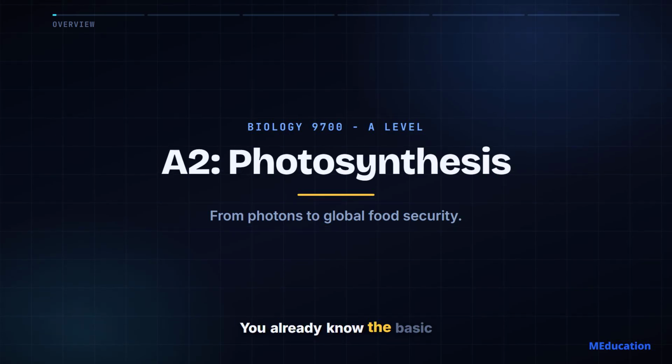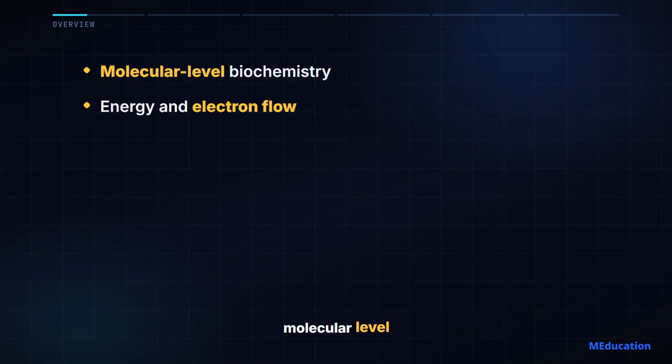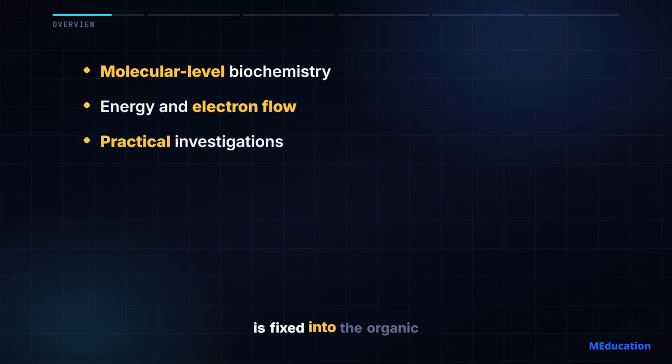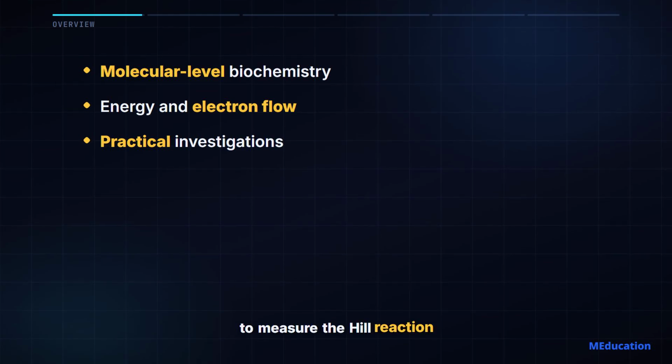You already know the basic equation for photosynthesis, but at A level, we throw away the simple input-output model. You are going to look inside the leaf at a molecular level. We will track the exact flow of energy, electrons, and protons across membranes and see how inorganic carbon is fixed into the organic molecules that sustain almost all life on Earth. You will also evaluate practical investigations, like using redox indicators to measure the Hill reaction.